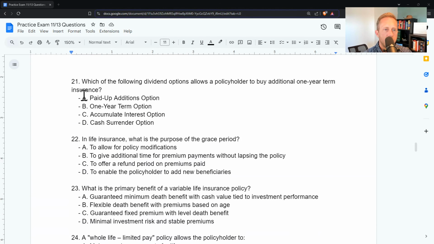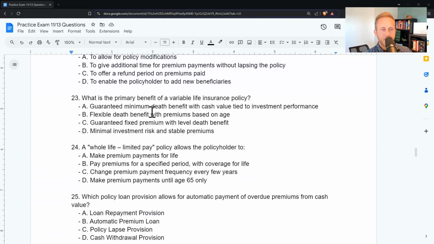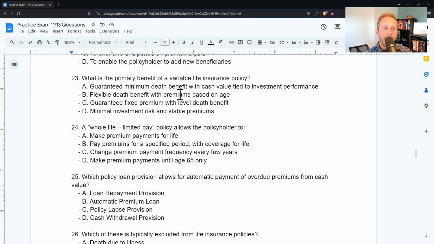So I'm going to go back here. For the one-year term option, what this does, it uses dividends to buy a term policy for 1 year, and that adds to the face amount of the policy. Next one here, the grace period, it says okay, if your payment is due on the third of each month, but there's a 30-day grace period, you have 30 days to make the payment without your policy lapsing. So it gives them extra time.